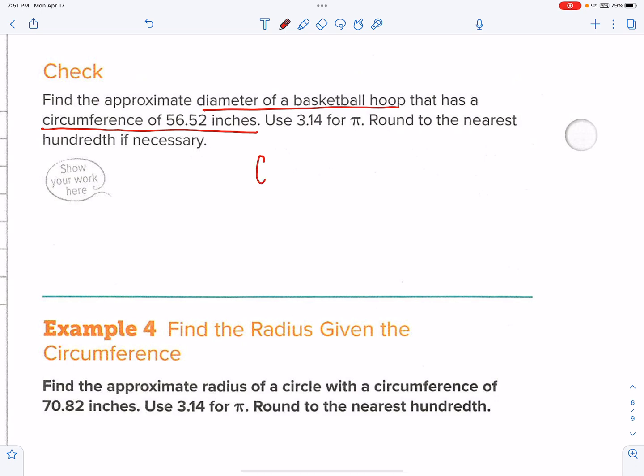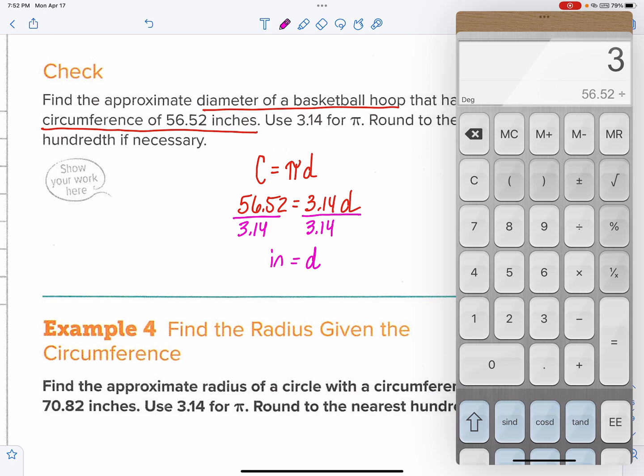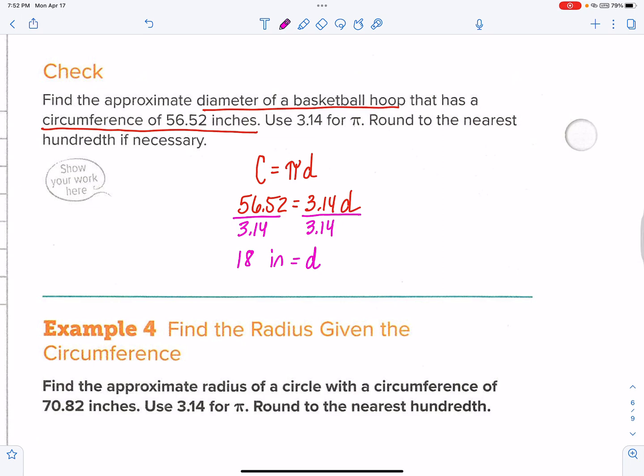So we know the formula for circumference, and then decide, are you going to do pi d or 2 pi r? Okay, so I know I'm trying to find the diameter, so I'm going to do pi times d instead. Okay, circumference is 56.52 equals 3.14 d. And then let's go ahead and solve for d. How do I get rid of a times 3.14? Well, we would divide it on both sides, and we're going to get d equals, and this is going to be in inches. Let's see what we get. 56.52 divided by 3.14. If you got this, then you are correct. So the diameter of a basketball hoop is 18 inches.